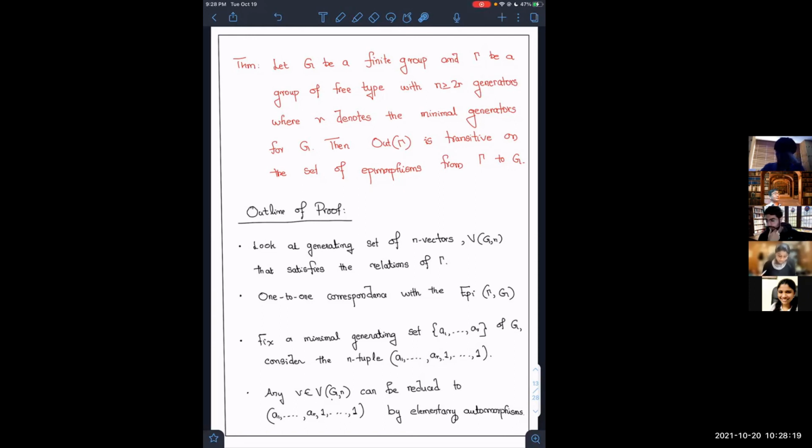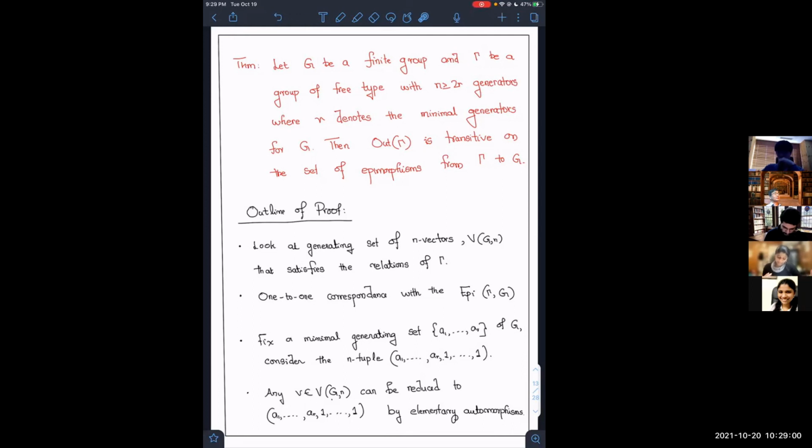The idea of this proof is that we take all the generating vectors of G of length N, where N is the number of generators of gamma. We call this V(G,N). We want them to satisfy the relations of gamma too, because we're not necessarily considering them to be free. Then there will be a one-to-one correspondence between the epimorphisms from gamma to G, which I'm denoting here by Epi(gamma, G), and this V(G,N). So basically, it represents all the epimorphisms.